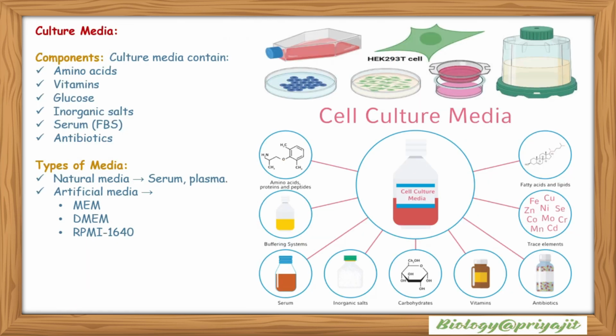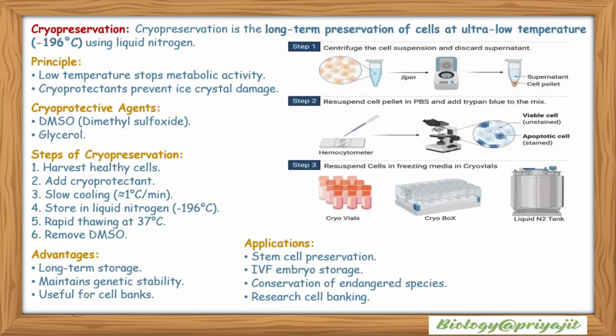Culture media. We know that culture media usually contains amino acids, vitamins, glucose, inorganic salts, fetal bovine serum, antibiotics, etc. Types of media: it can be natural media like serum and plasma, and artificial media like MEM, DMEM, or RPMI 1640. Cryopreservation. Cryopreservation is the long-term preservation of cells at ultra-low temperature, nearly minus 180 degrees Celsius, using liquid nitrogen. Principle: low temperature stops metabolic activity, and cryoprotectants prevent ice crystal damage.